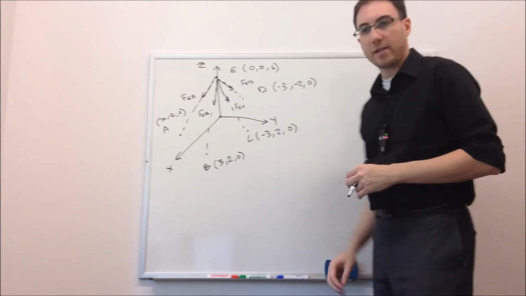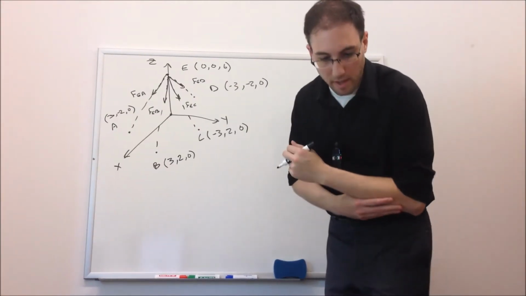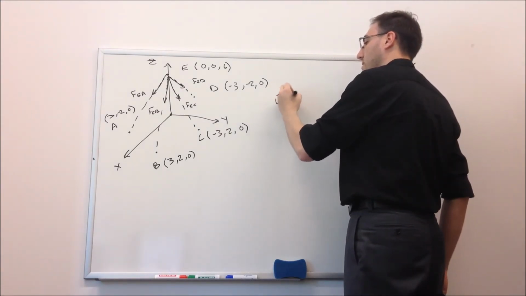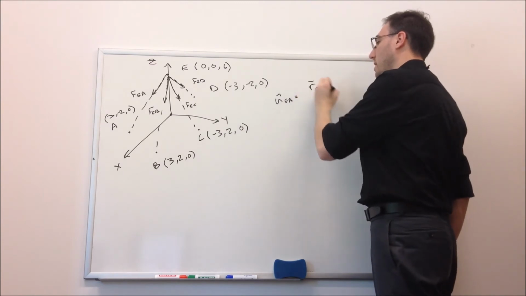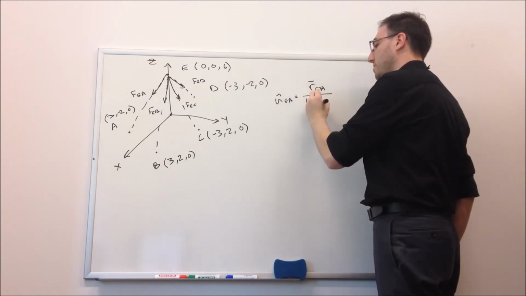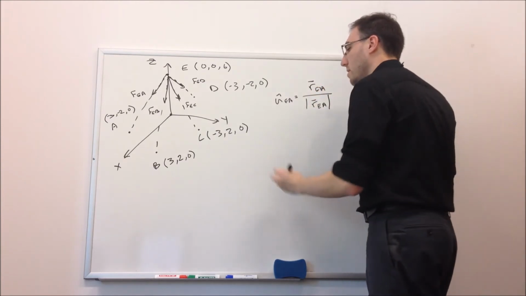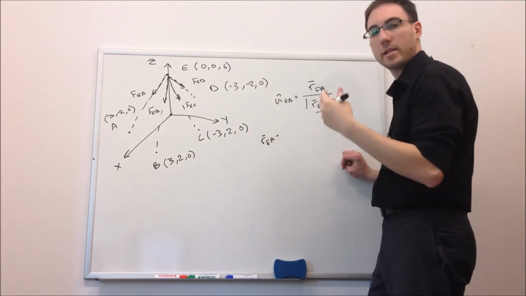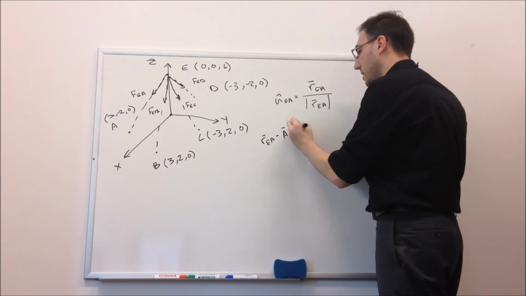So how do we find the unit vectors? Just like we did in previous ones. For example, I'm going to start by finding U hat EA. To do that, we can take position vector EA and divide by its magnitude. Position vector EA we can find by taking its endpoint minus its start point, so A minus E.